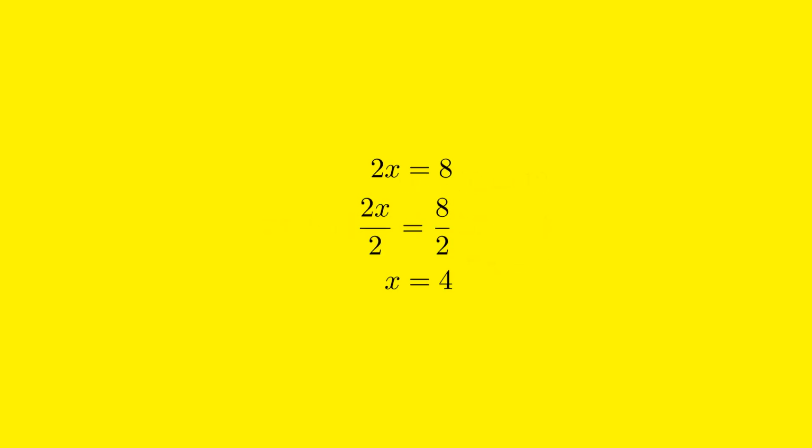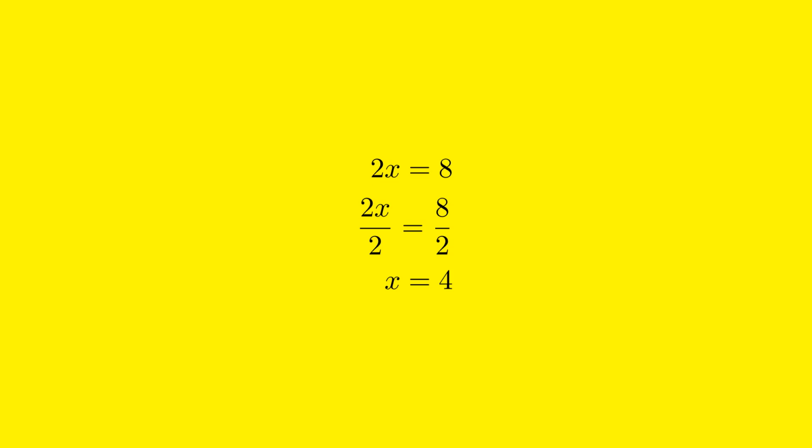Now that we have 2x equals 8, we proceed by isolating the variable x even further. The term 2x means 2 times x. To get x by itself, we need to remove the multiplication by 2. To do this, we use the opposite operation of multiplication, which is division. We will divide both sides of the equation by 2.